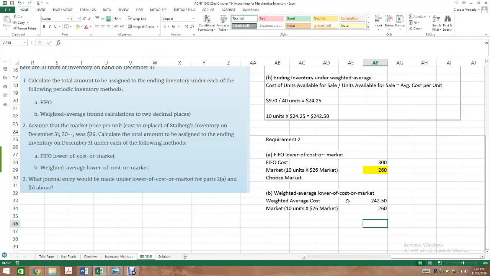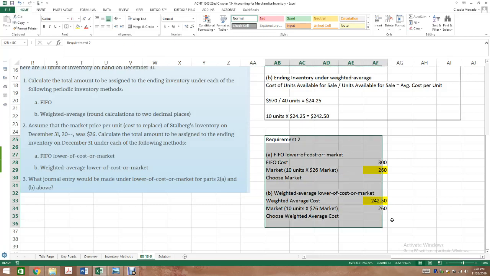So you compare your weighted average cost of $242.50 to the market, which is $260, and you choose the lowest of the two. In this case, I am going to choose the weighted average cost, because it's the lowest of the two. So you compare your cost with your market and you choose the lowest of the two. In this case, we chose market because it was lower than cost. In letter B, we chose the weighted average cost because it yielded the smaller amount. So that is requirement A and B for part 2.